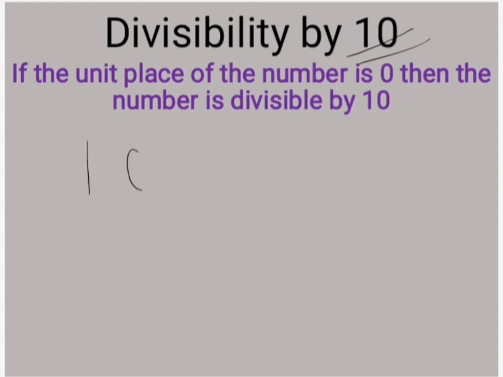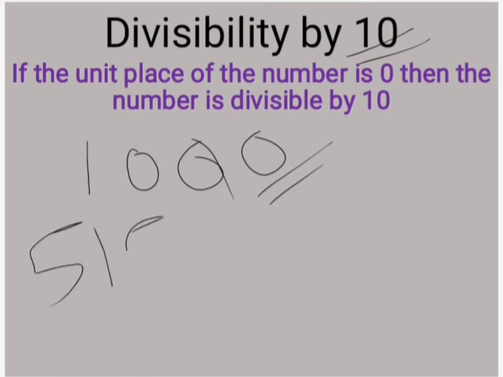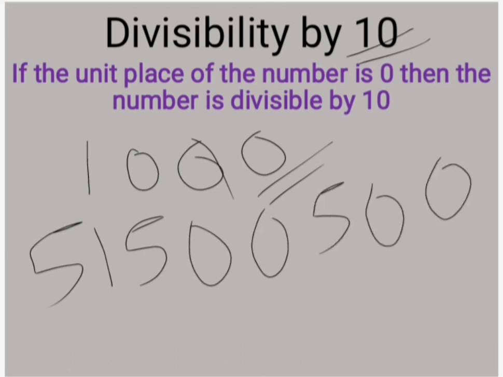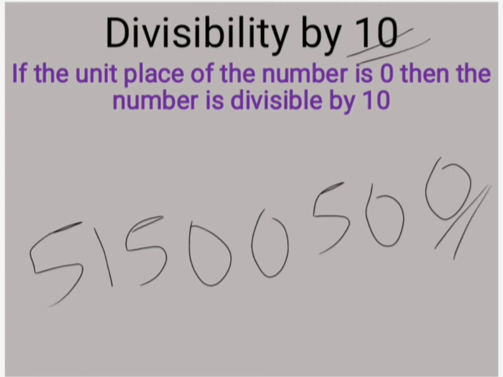For example, 100, we have 1000. Just check the unit place. Unit place is 0. So this number is also divisible by 10. 5150, 0500, like this we have one more number which is an 8-digit number. We will check only the unit place. Unit place is 0. So we say that this number is divisible by 10.